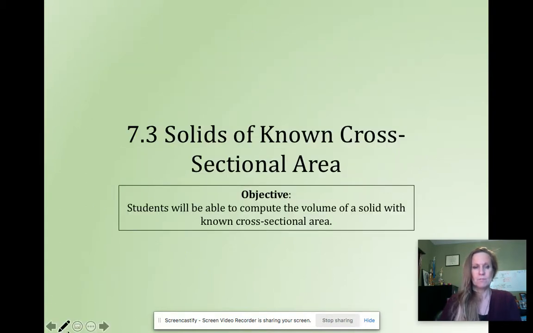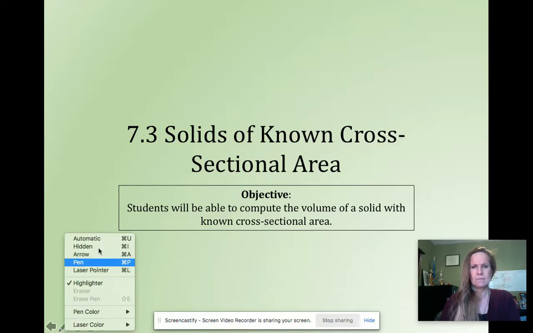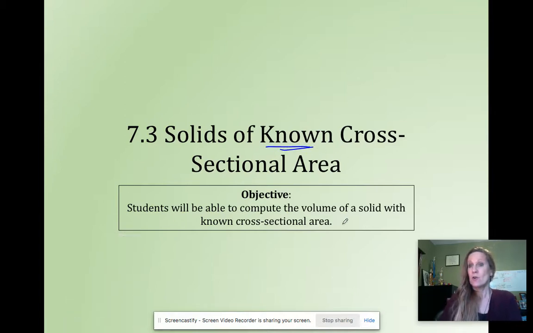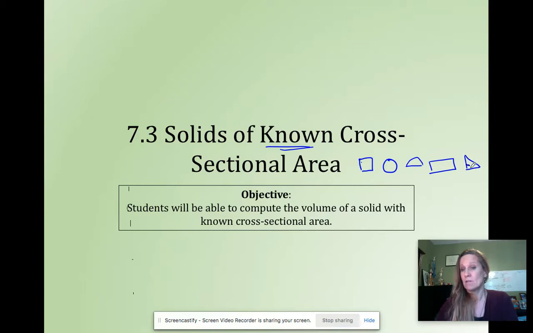All right, so when I say known cross-sectional area, every cross-section you did with a solid of revolution was a circle or a cylinder. Now, the cross-sectional area might be a square. It might be a circle. It might be a semicircle. It might be a rectangle. It might be a triangle. Maybe it's a right triangle. Maybe it's an isosceles triangle. Maybe it is an equilateral triangle. Maybe it's a trapezoid, no, right? Those are your known cross-sectional areas.